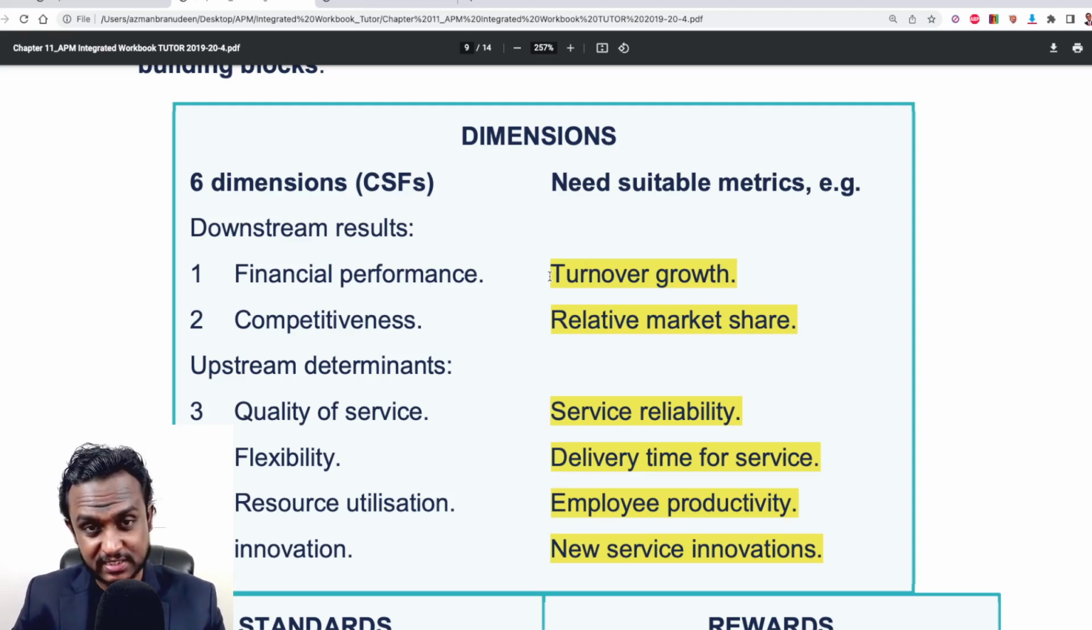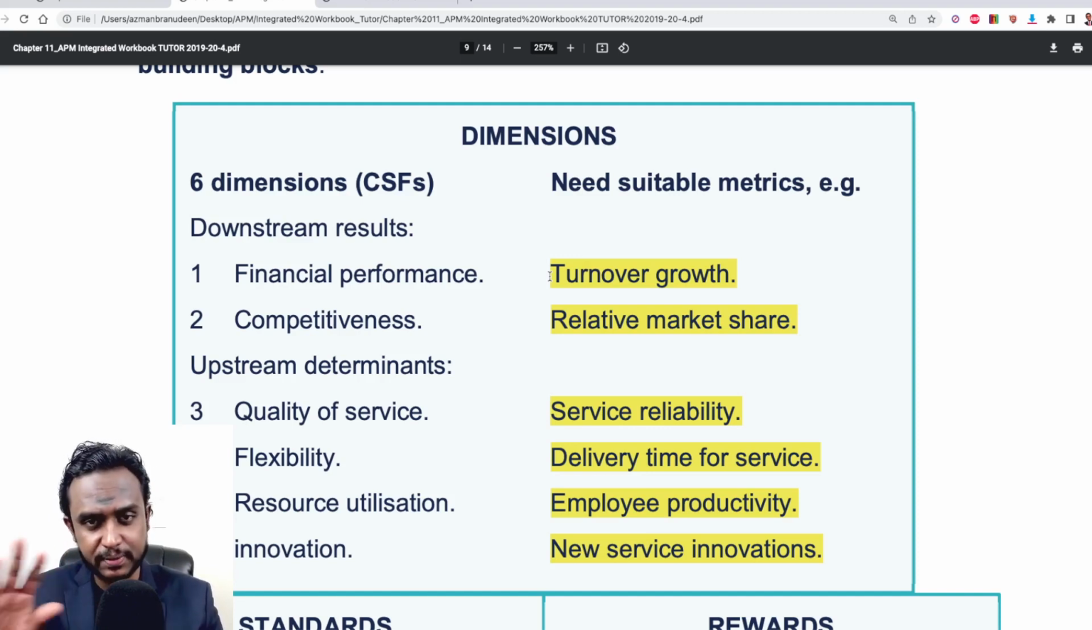These are the six measures, but we break them down into two. One is called downstream results, and the other is called upstream determinants. Think of a waterfall. Upstream means the top of the waterfall, what's going to fall. Downstream results means what has fallen, the result. The downstream results, financial performance and competitiveness, are the output of the upstream determinants. What are the four determinants? Quality of service, flexibility, resource utilization, and innovation.